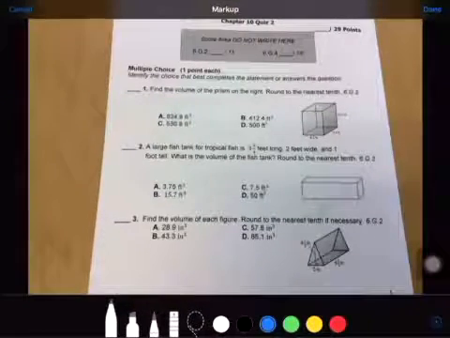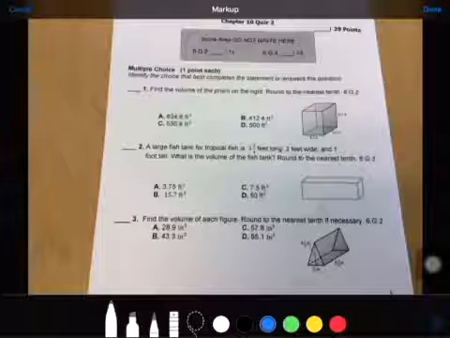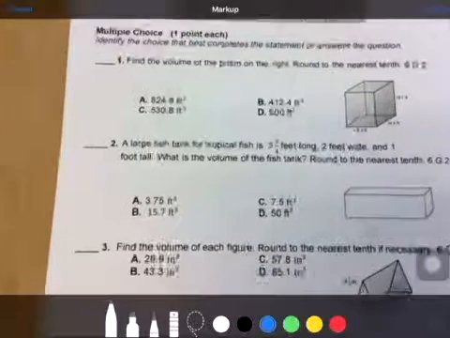Okay, we are going to go through the answers to Chapter 10, quiz number 2. The final is tomorrow, so make sure you correct everything on this. Remember, if I'm going too fast, you can always pause it and write down what you need to.